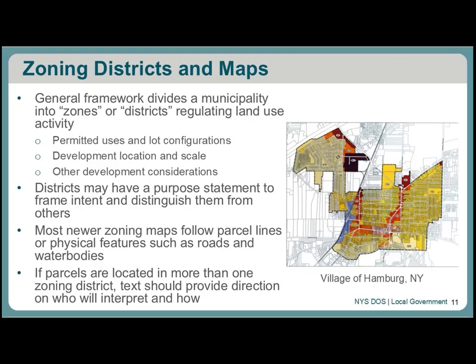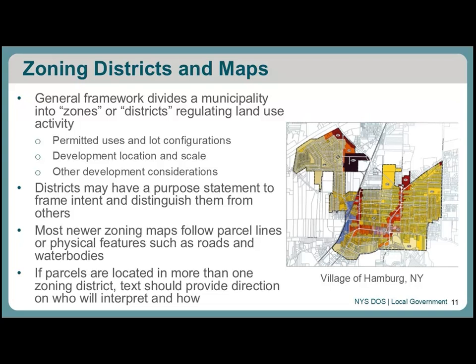Each district might have a statement of intent or purpose, which is intended to provide context for the goal of the zone. Things like what types of existing land use activities and development character the zone is attempting to support. And then most newer zoning maps usually follow parcel lines or physical features like roads or water bodies, just because it's a lot easier to deal with those. But also if you're a community that has seen a lot of parcel changes over time, it might be a little different than that.